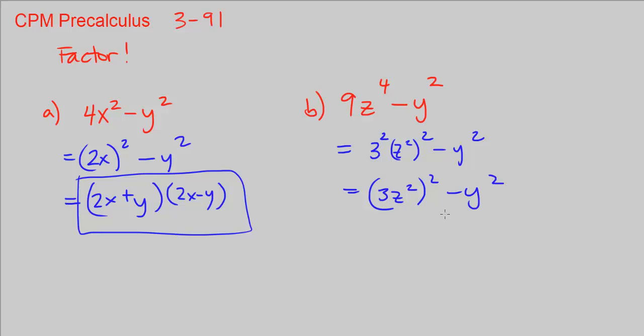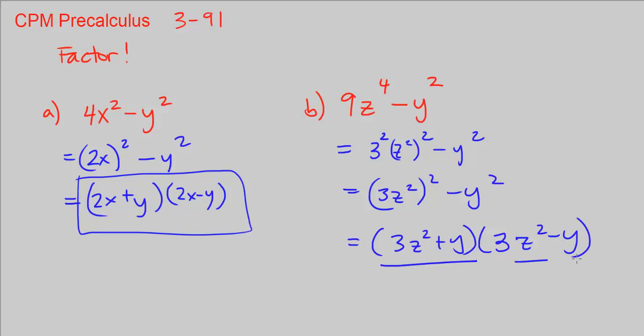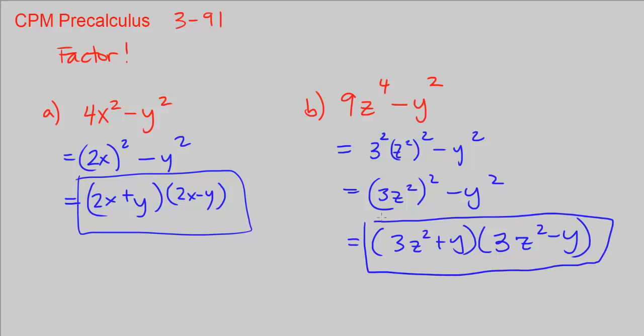And now we have the difference of two terms, with this being squared and this being squared, so we're going to add those and subtract those and multiply these expressions together. Okay, when we are done, we always want to look and see if there's any more factoring we can do, because sometimes we're able to do the difference of squares again, but in fact y is not squared, so we can't. And we are done with part B. And that ends for us CPM Precalculus, Chapter 3, number 91.